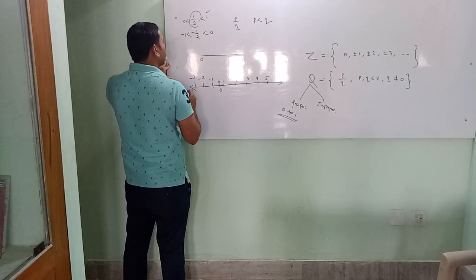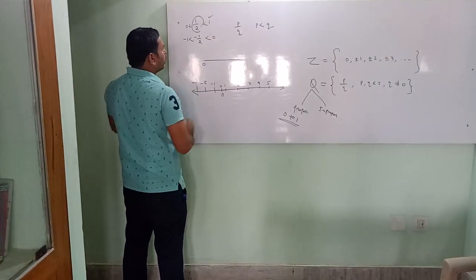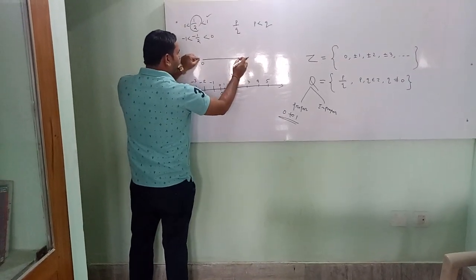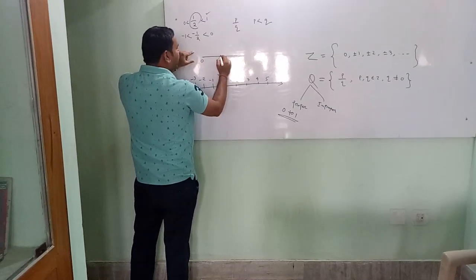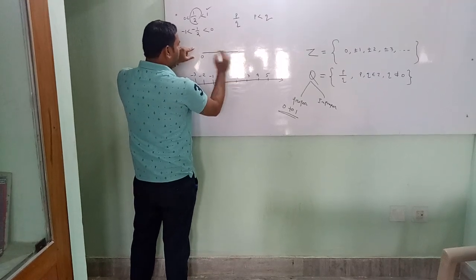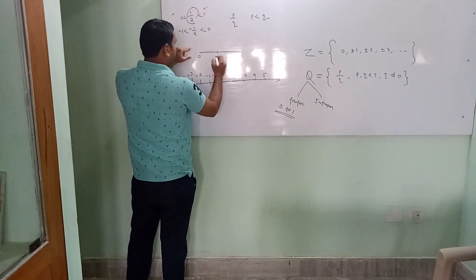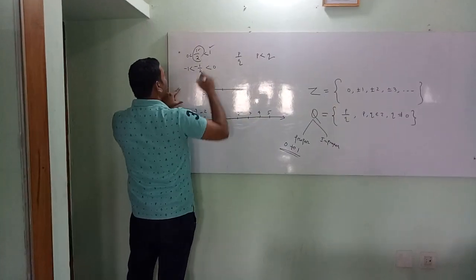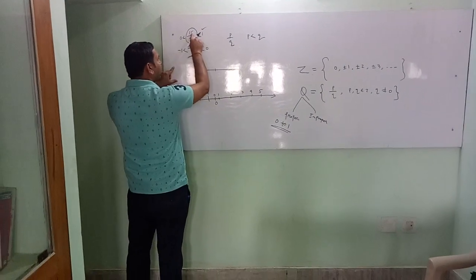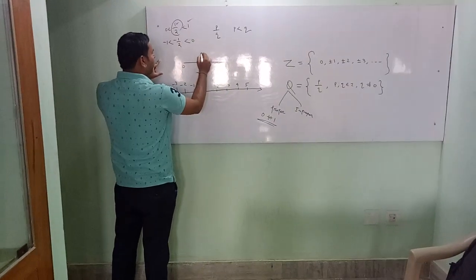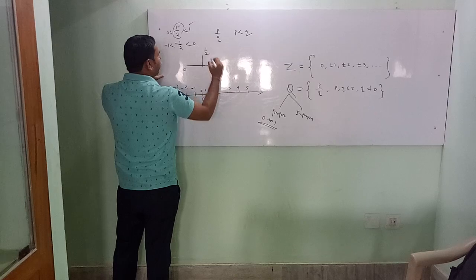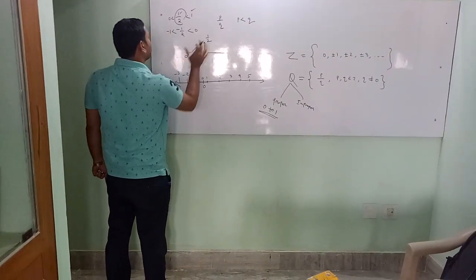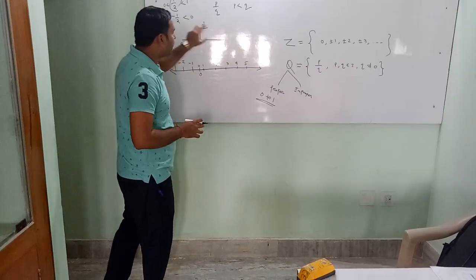Now this is 1 by 2. So what is the meaning of 1 by 2? That means twice of 1. So that means divide this part into 2 parts. This is 0, 1. Among the 2 parts, what is the numerator? It is 1. That means you have to take 1 out of 2. So this indicates the rational number 1 by 2.